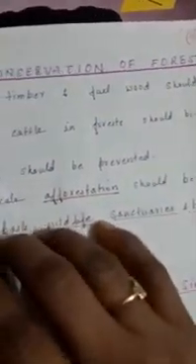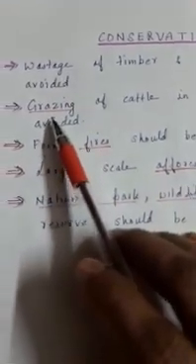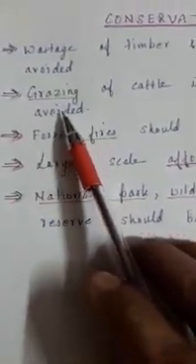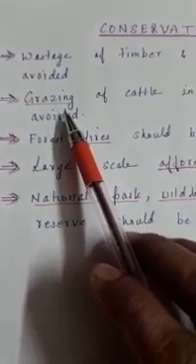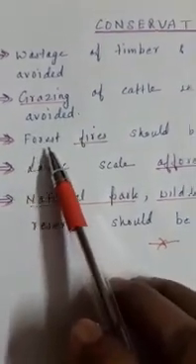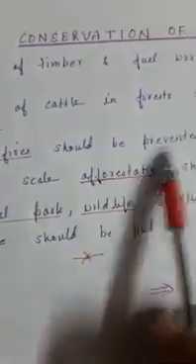Now, how do you conserve forest? Conservation is very necessary because without forest we can't think about life. So how do we conserve our forest? First, wastage of timber and fuel wood should be avoided. Second, grazing of cattle in forest should be avoided because after animals graze there is lots of scarcity in a forest. Third point is forest fires should be prevented.